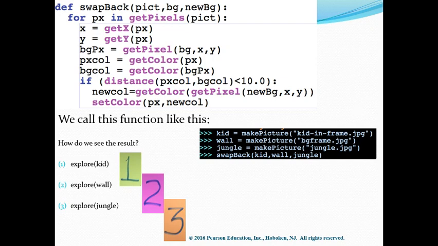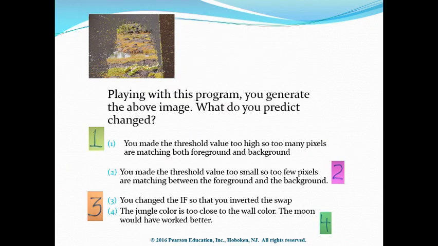So what we're actually doing is modifying the new background with the kid from the wall. So we should explore the jungle picture, option 3, and we'll see our modified picture at the end. Playing with this program, you generate the above image. What did you predict changes?